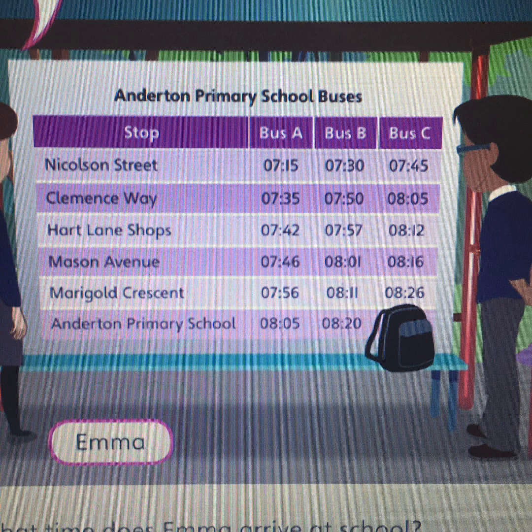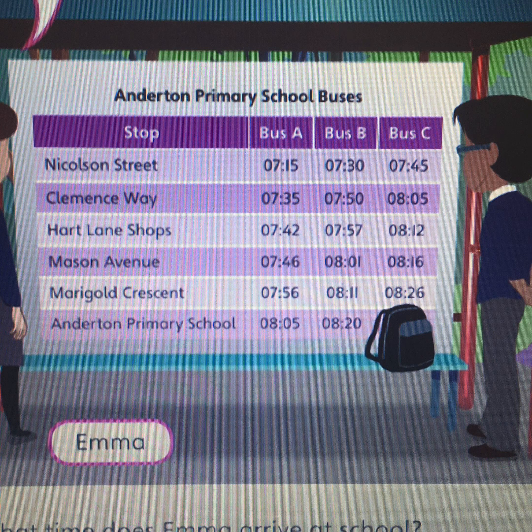So if you are going to catch the bus to secondary in September, or even just to go into town or something like that, this is the kind of timetable that you might see. So there's the questions first. How many buses go to Anderton Primary School? Well, there's bus A, bus B and bus C, so there are 3.